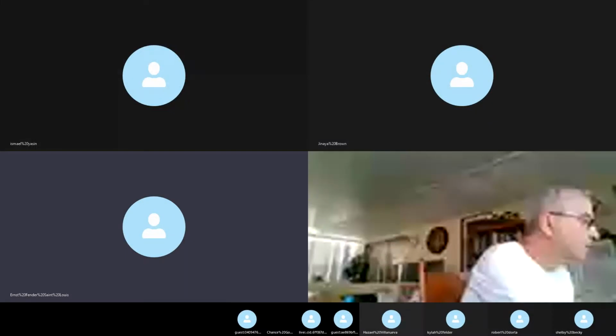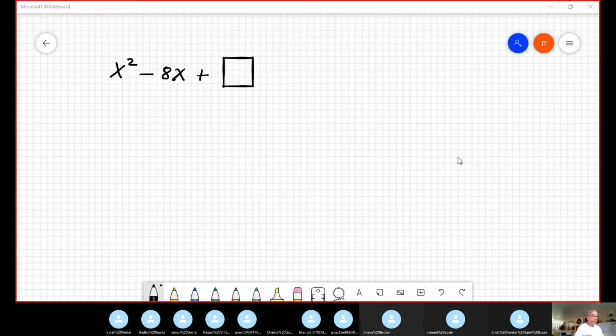Yes, sir. So look at that. In this problem, the only thing you should do is find the value of an expression, so that this expression becomes a perfect square trinomial. In other words, it's completing the square. So, what is the magic number that completes the square in that case?